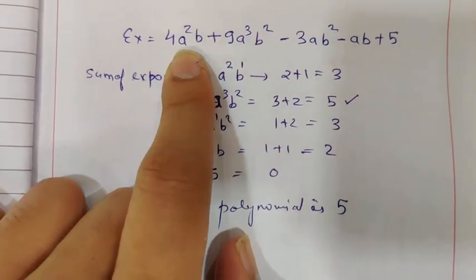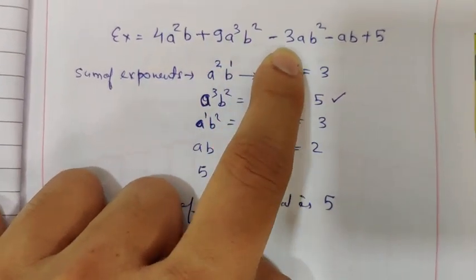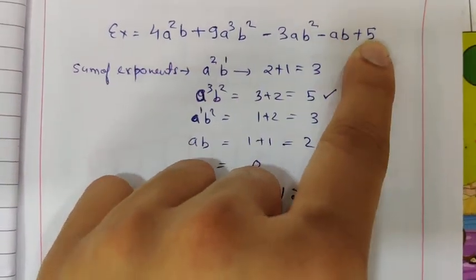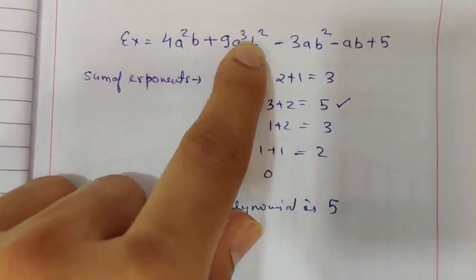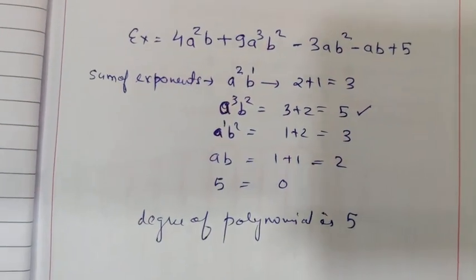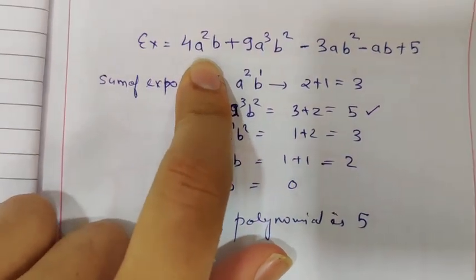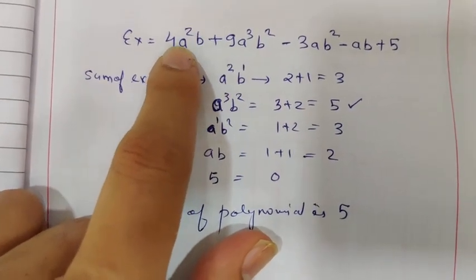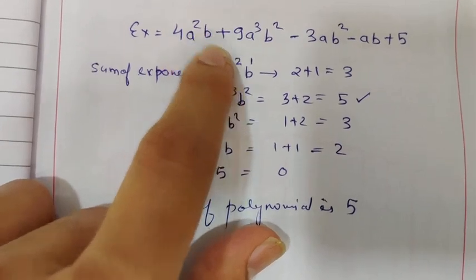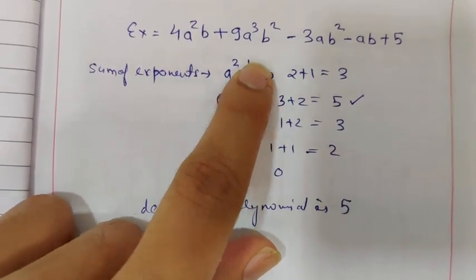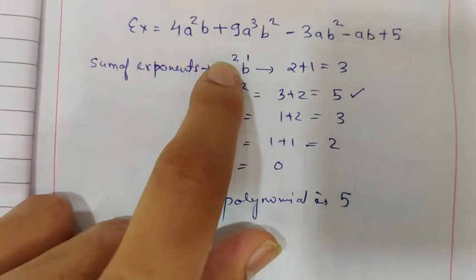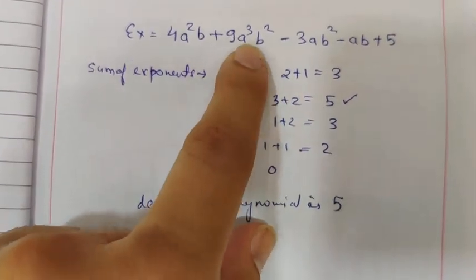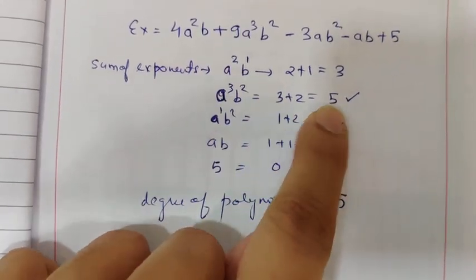Yes, here we have the example 4a² + 9a³b² - 3ab² - ab + 5. Here we have 5 different terms and 2 variables. So how can we find out the degree? You have to sum, you have to add the exponents. Like in the first term, a² and b to the power 1, so we need to add both the powers. 2 + 1 would be 3. Then a³b², that means in the second term a³b², so 3 + 2 would be 5.